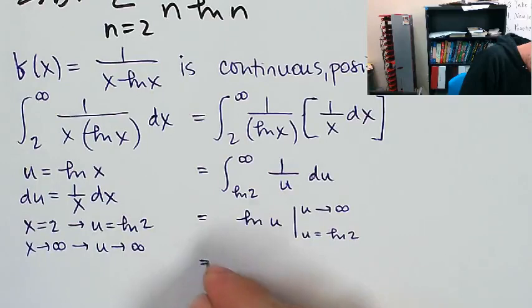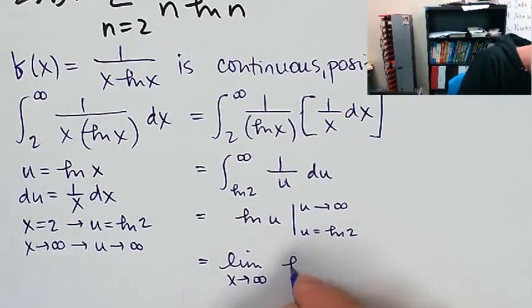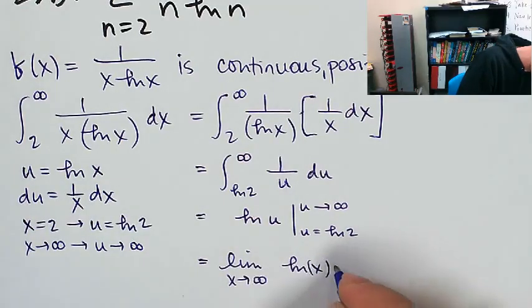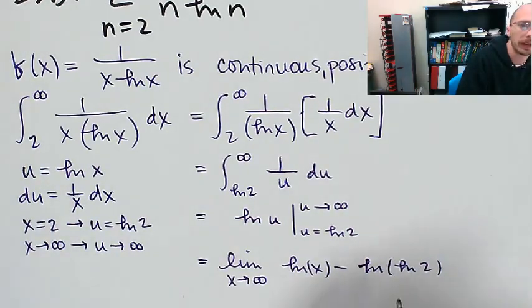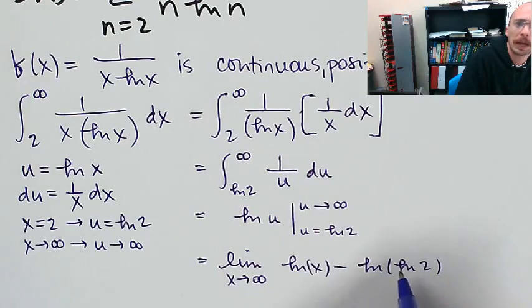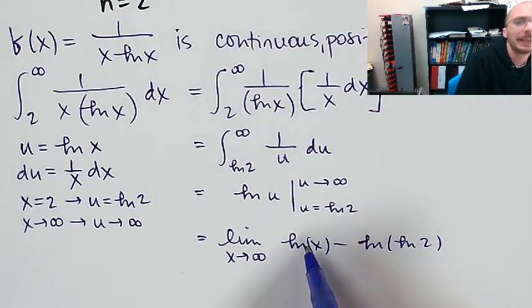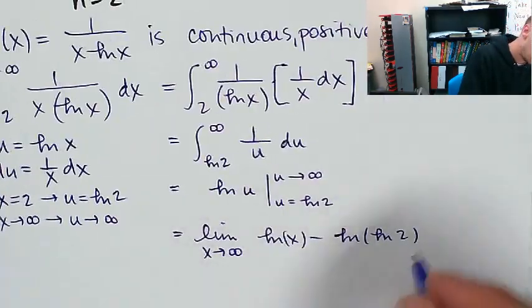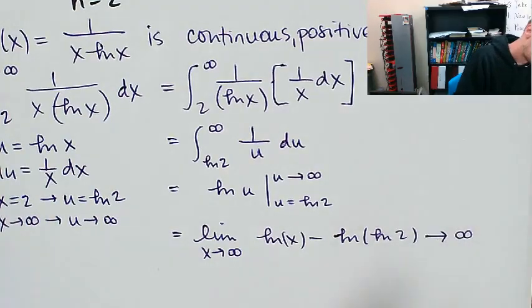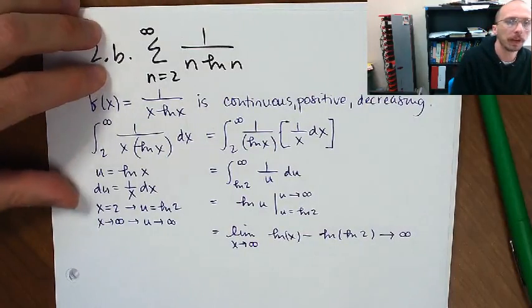We know that this is the limit as x approaches infinity of the natural log of x minus the natural log of u when u is log of 2. This is a bad number, but it's just a number. And log of x as x goes to infinity also goes to infinity. So this integral diverges. And since the integral diverges, I know the sum also diverges.